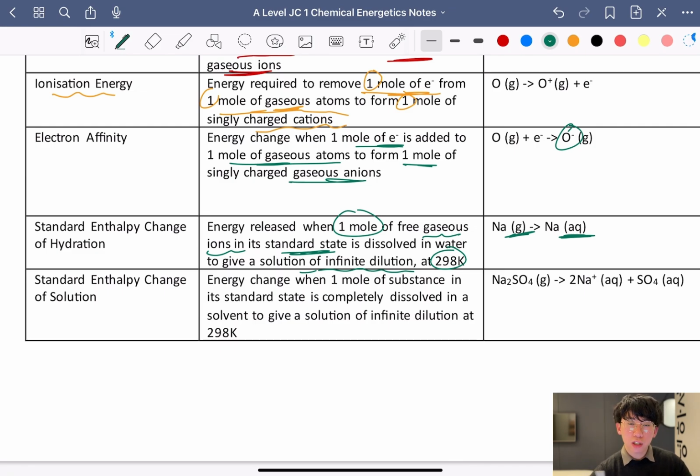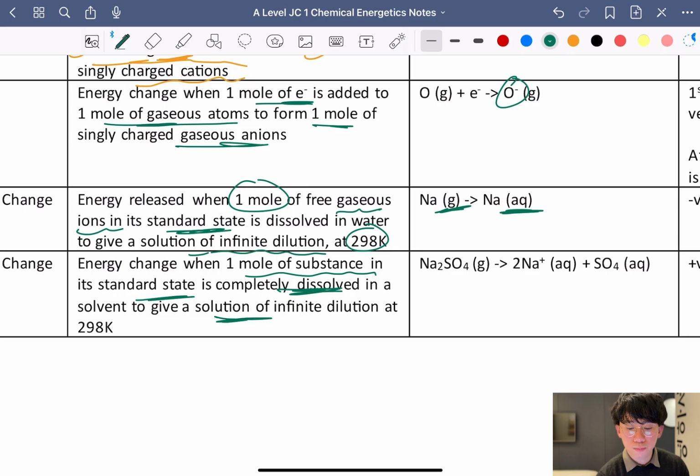And lastly, you have enthalpy change of solution. So that is when one mole of substance in a standard state completely dissolves to give a solution of infinite dilution at 298K. And this is, for example, sodium sulfate as a gas. You're dissolving it and making it aqueous. So they actually break apart in its ionic forms in the gaseous state.